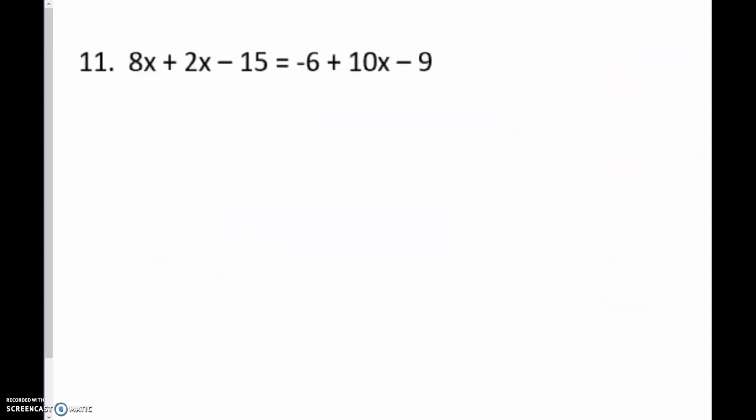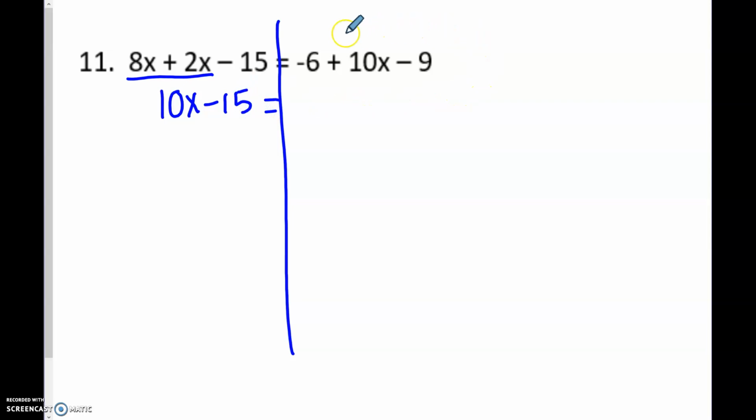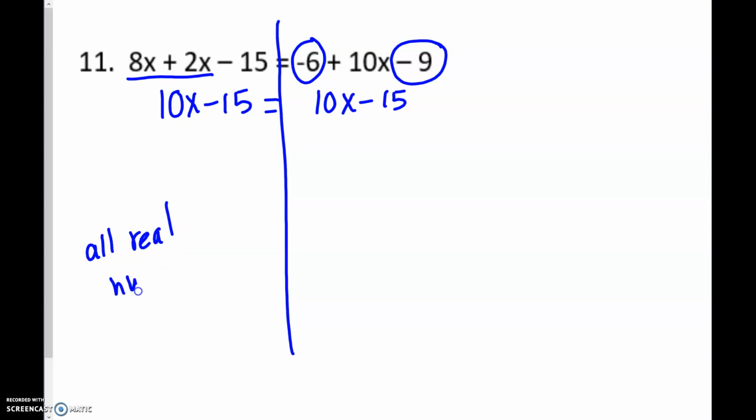All right, number 11. Ooh, another long one. All right, combining like terms, 8x plus 2x is 10x. All right, any like terms over here? Negative 6x and a negative 9x. So I have 10x and a negative 6 minus 9 is a negative 15. Oh, look, it's exactly the same thing on both sides. So if it is exactly the same thing on both sides, this means that all real numbers will work. I can put any real number in here and this is going to work. All real numbers.